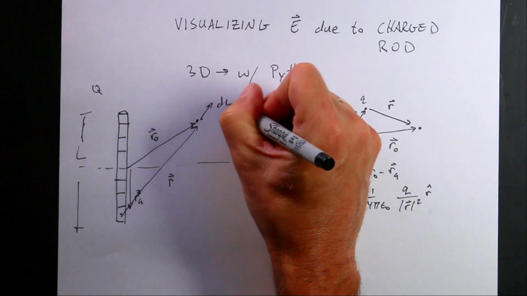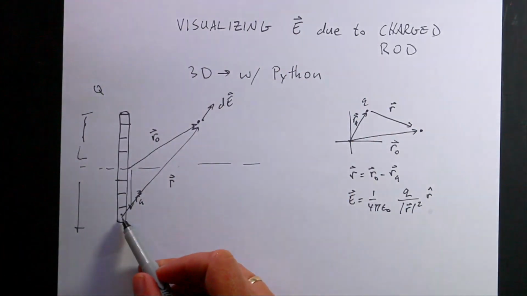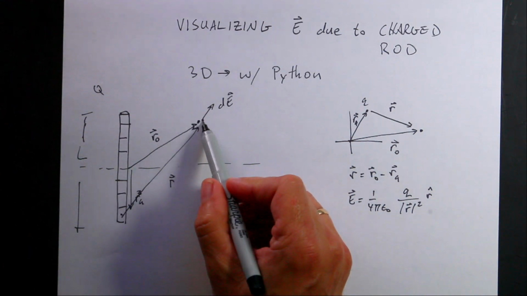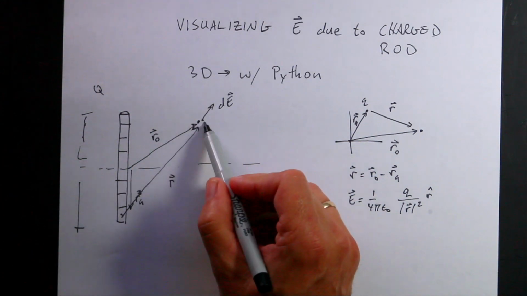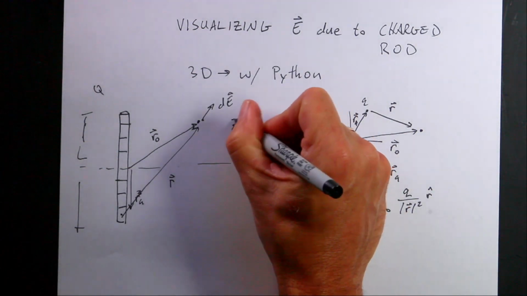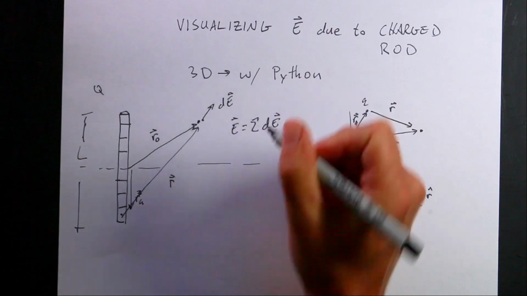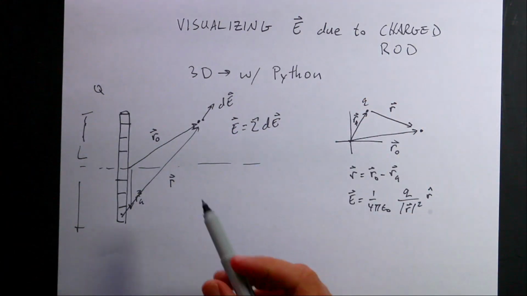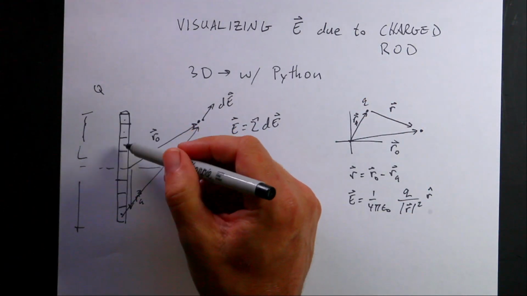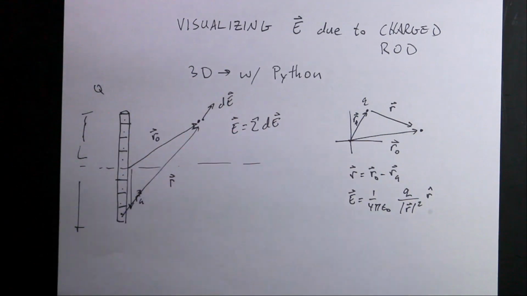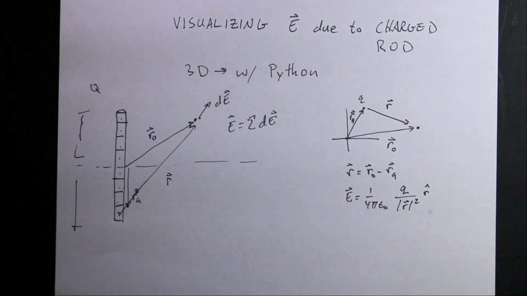I'll call it dE, because it's just the electric field due to this little piece. And then I can do it to the next piece and find dE, and the next piece and find dE. And then the total electric field will just be the sum of all the individual electric pieces. And so I can find that. Now, in this case, that's 1, 2, 3, 4, 5, 6, 7, 8. I can break this into 8 pieces. But if I build this in Python, I could do 8 pieces, 100 pieces, whatever you want.